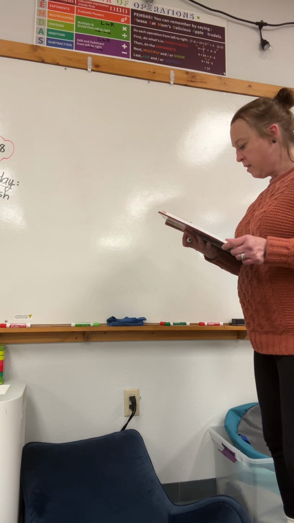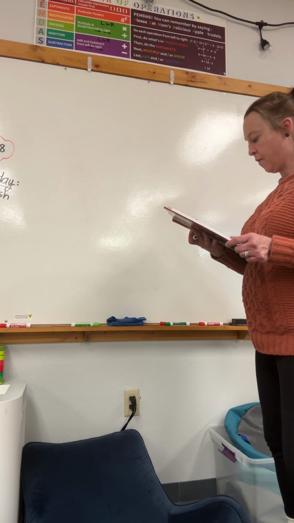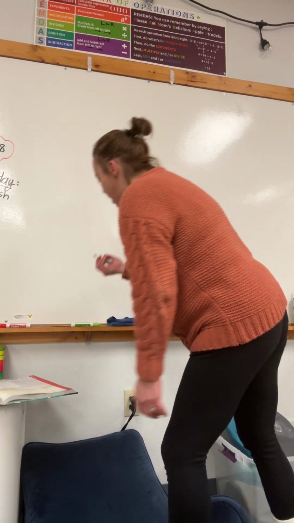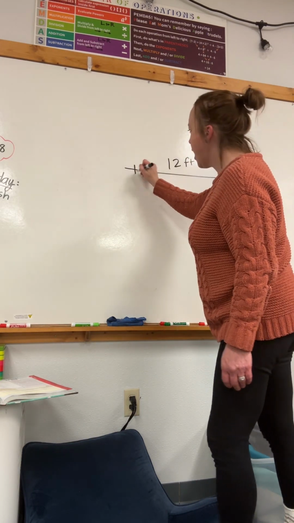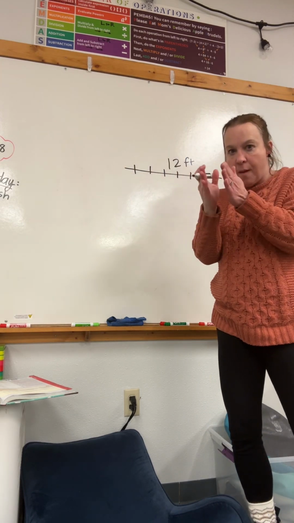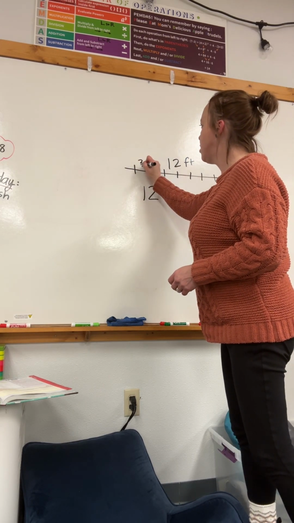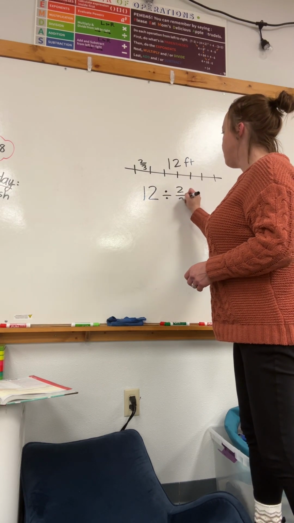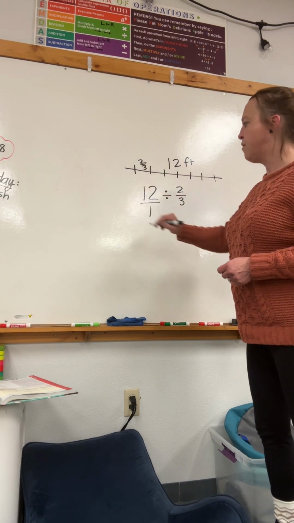Number 5, it says a piece of wood was 12 feet long. Kendra cut the wood into pieces 2/3 of a foot long. How many pieces did Kendra make? Okay, so she's got this piece of wood that's 12 feet long, but she's going to chop it up into smaller pieces. Because we're taking a whole entire amount and chopping it up into smaller pieces, we know it has to be division. So these are going to be 2/3 of a foot long each. We're going to start with our 12, divide by 2/3. I'm going to put a 1 under that because that way I can make it an A over B form.